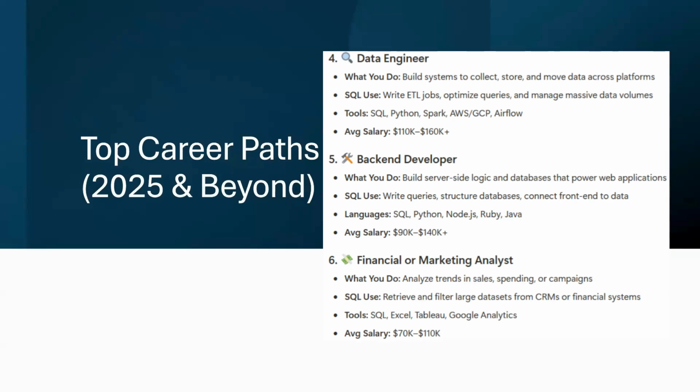Next, we have a data engineer. They build systems to collect, store, and move data across platforms. Their average salary is going to start them off at 110K and can go all the way up past 160K a year. Next, we have back-end developer. They build server-side logic and databases that power web applications. Their salary is going to start them off at 90K a year, going to go all the way up to 140K a year.